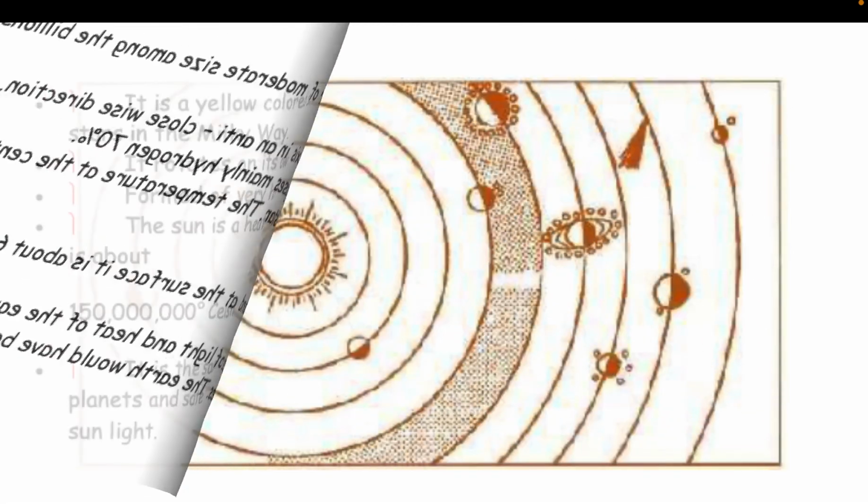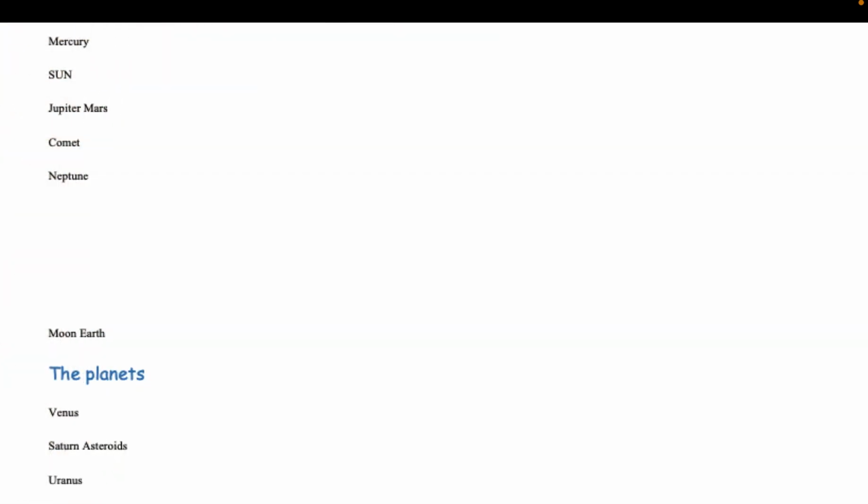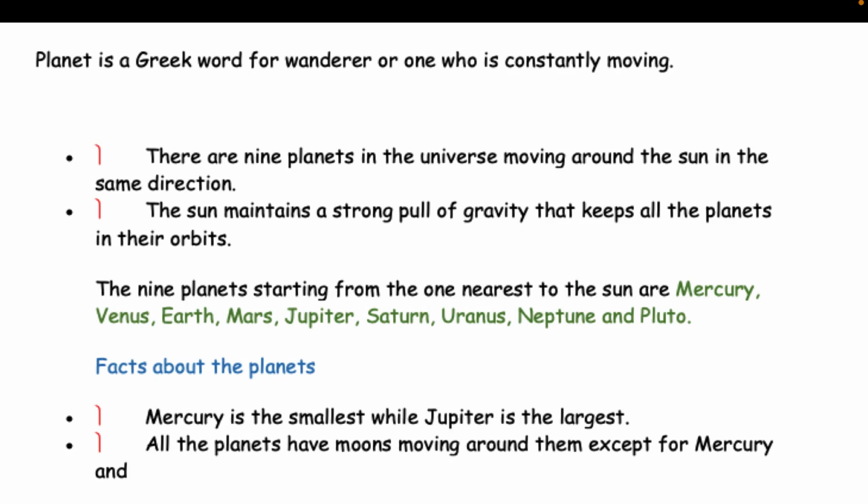The planets. Planet is a Greek word for wanderer or one who is constantly moving. There are 9 planets in the universe moving around the Sun in the same direction. The Sun maintains a strong pull of gravity that keeps all the planets in their orbits. The 9 planets starting from the one nearest to the Sun are Mercury, Venus, Earth, Mars, Jupiter, Saturn, Uranus, Neptune and Pluto. Facts about the planets.